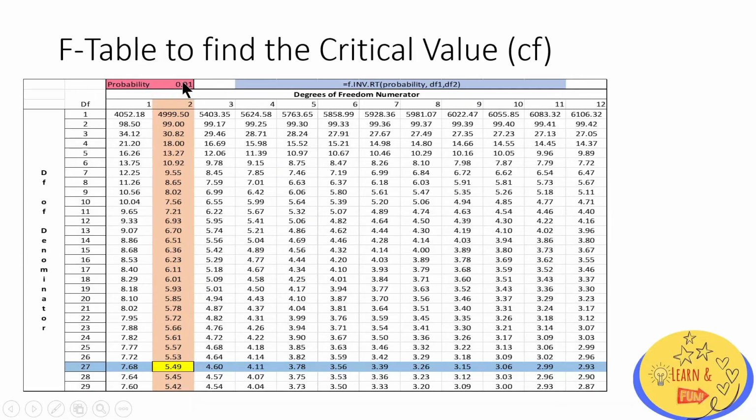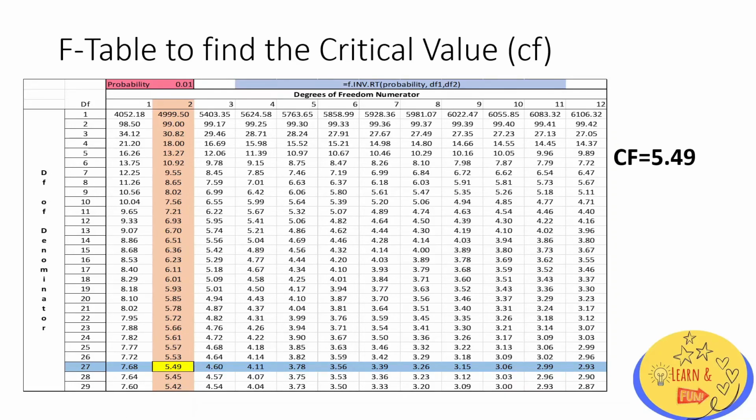Here the probability I have taken is 0.01, which basically means a 99% level of confidence. Then you have the degree of freedom 1, which is the numerator first, and then the denominator. You put this in the bracket and enter it, and then it is done automatically. So how do you find the critical value? You take the degree of freedom as 2 from the numerator side, and from the denominator side you take 27, and then you reach the value 5.49. That is your critical value.